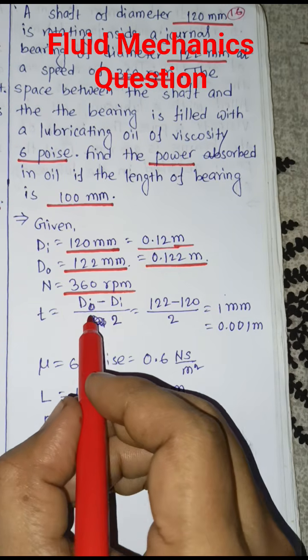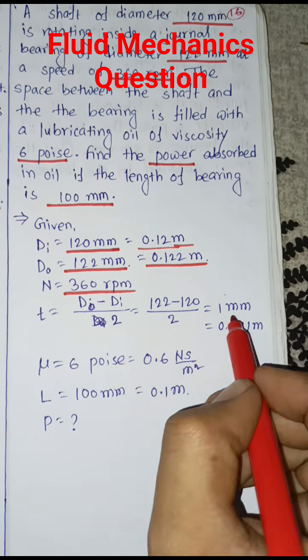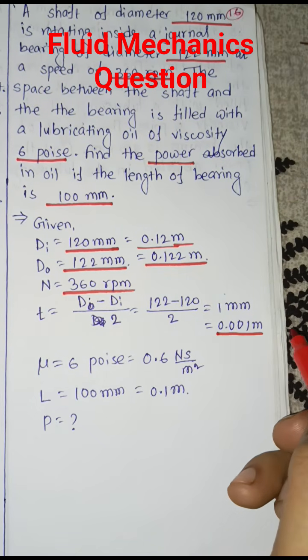So what will be the thickness? That will be (outer diameter minus inner diameter) divided by 2. So that will be (122 minus 120) divided by 2. That will be 1 mm. So this will be 0.001 meter.